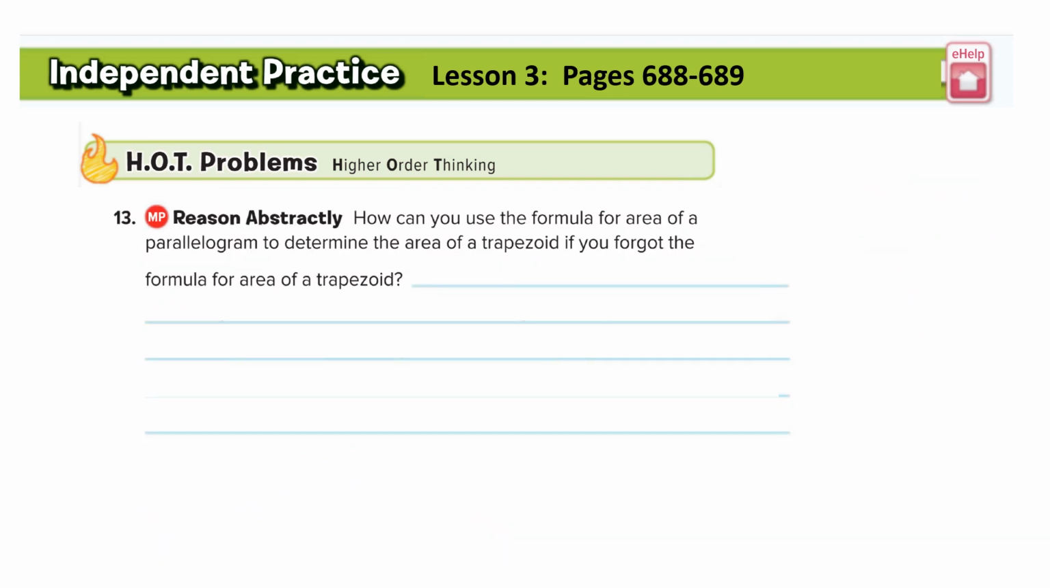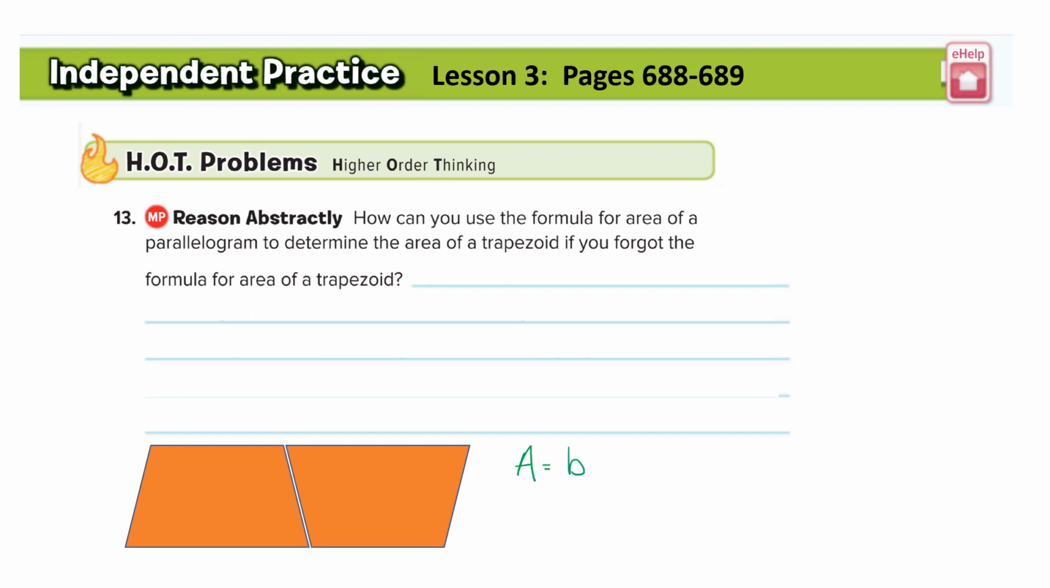Reason abstractly. How can you use the formula for area of a parallelogram to determine the area of a trapezoid if you forgot the formula for area of a trapezoid? So we have the trapezoid and we duplicate it. We find the area of the parallelogram, which is the base times the height, but we would consider this the base. All right. Then we would divide by 2 because we really only want to know half.